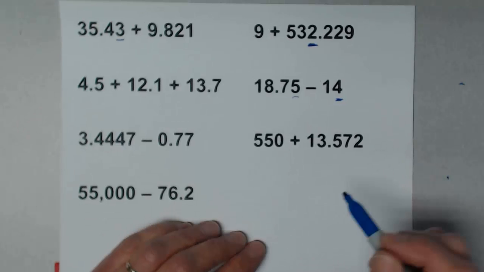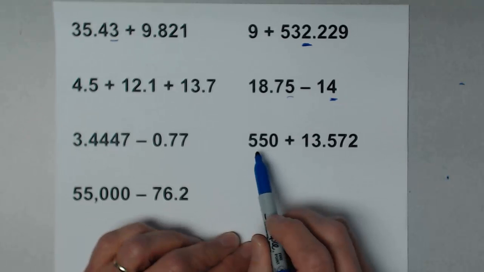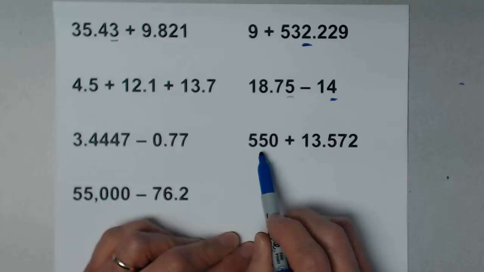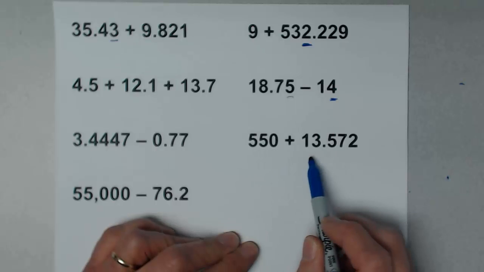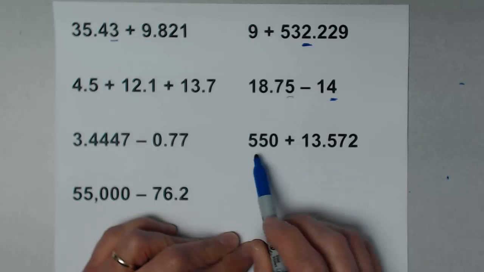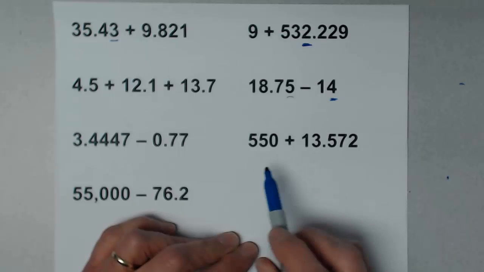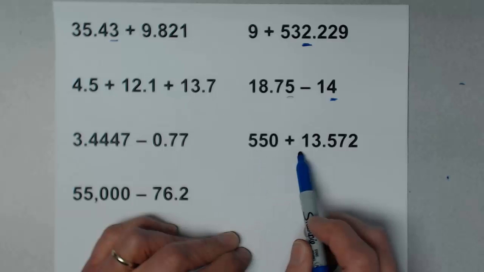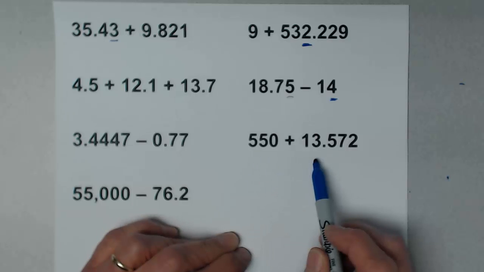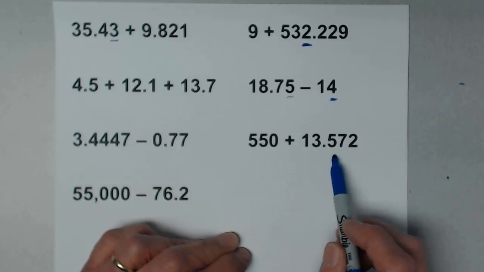Now, this number here, I've only got two significant figures in this thing. It's only good to the nearest 10, and so when I add this number to it, the result will only be good to the nearest 10. Well, when I round this to the nearest 10, I get 10. The result of this addition will be just 560. I can do that in my head.